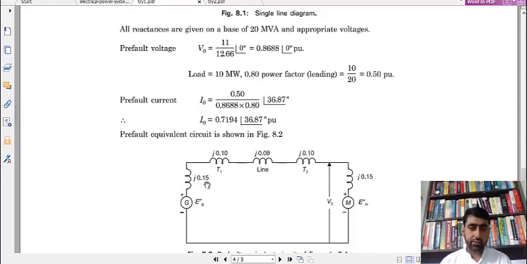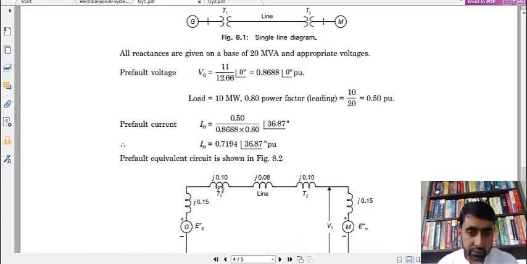This is the reactance diagram. You can see that this is converted to EG and its reactance. This is the reactance of the transformer T1. This is the reactance of the transmission line. This is the reactance of the transformer T2, and this is the reactance of the motor and its back EMF, EM double dash. Double dash means the subtransient part that we discussed in the last class.